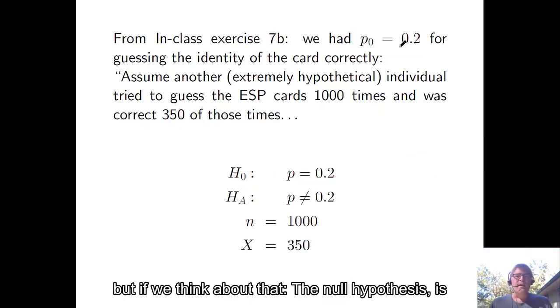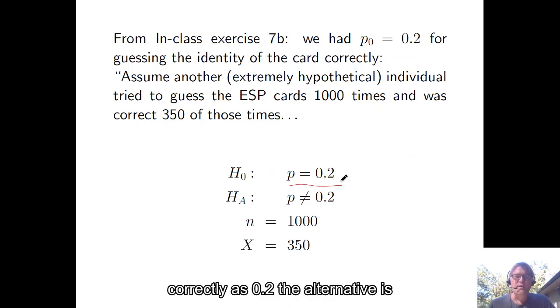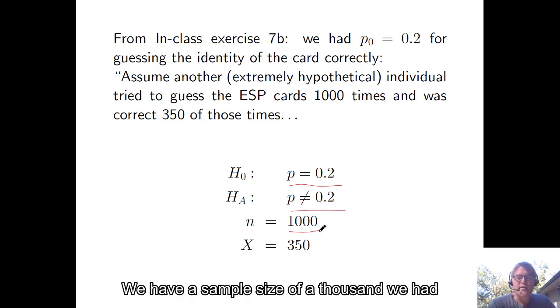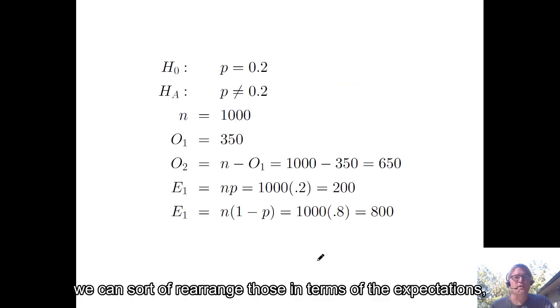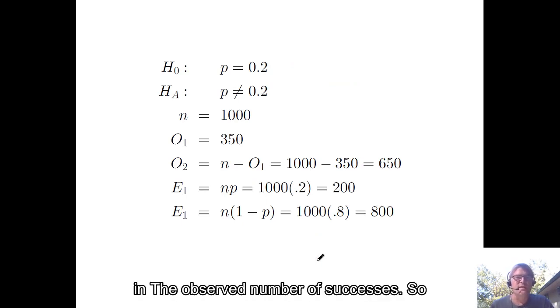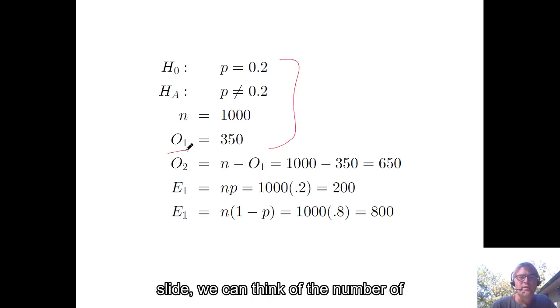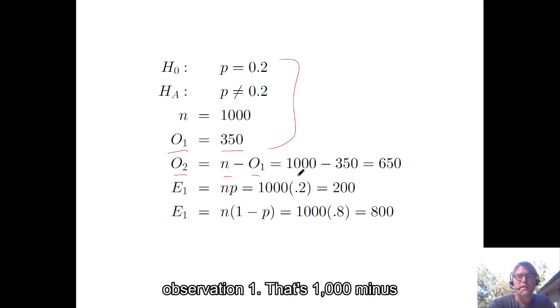But if we think about that, okay, the null hypothesis is that the probability of getting the card correctly is 0.2. The alternative is just that it does not equal 0.2. We have a sample size of 1,000. We had 350 successes. We can sort of rearrange those in terms of the expectations and the observed number of successes. So here's what I just showed on the previous slide. We can think of the number of successes as observation 1, 350 of those, and observation 2 is n minus observation 1, so that's 1,000 minus 350, which gives us 650.